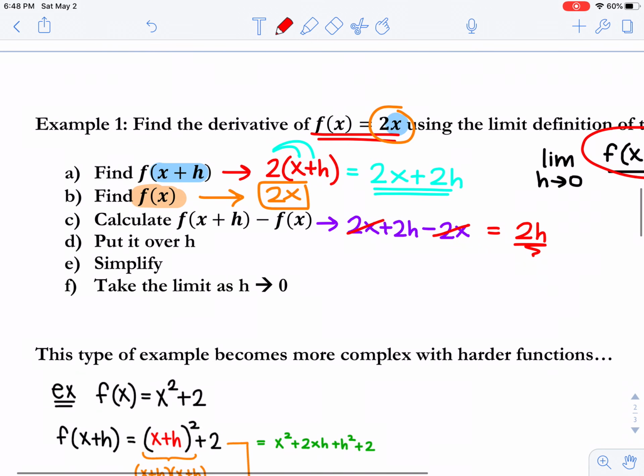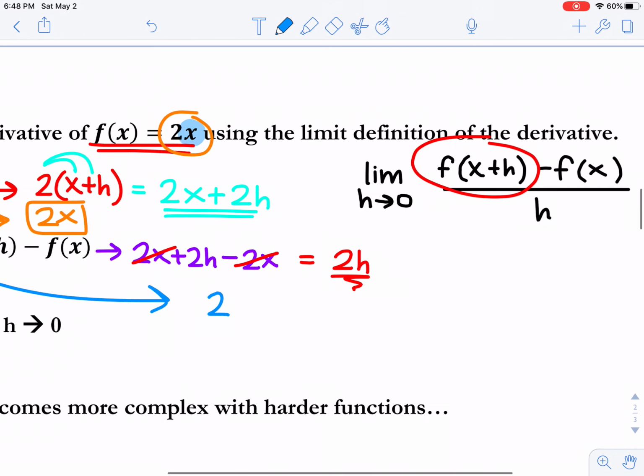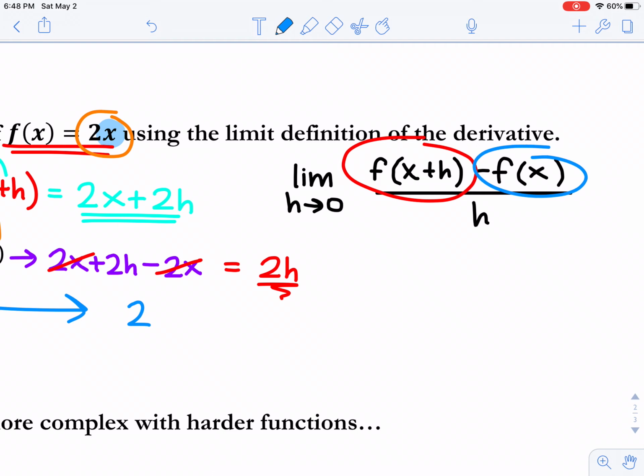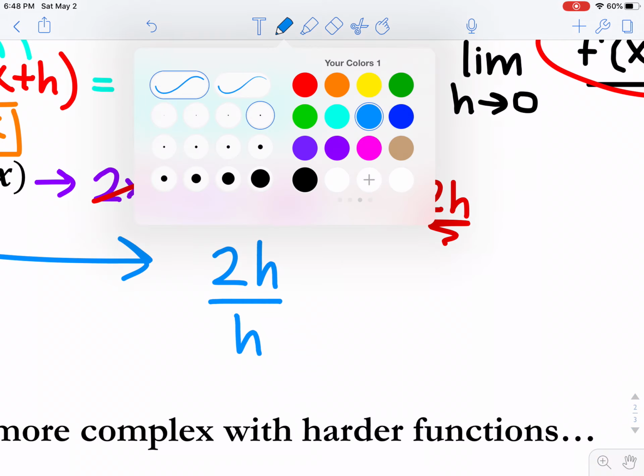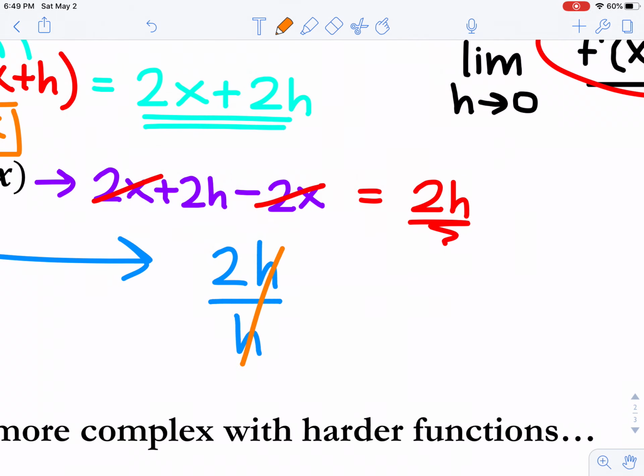So now the next step is to take that and put it over h. Okay, again, so I've done f of x plus h minus f of x. Now I'm going to put it over h. And what happens? The next step says to simplify. The h's cancel, and I get 2.